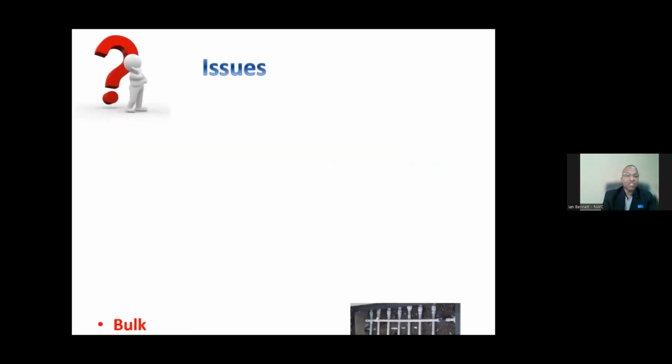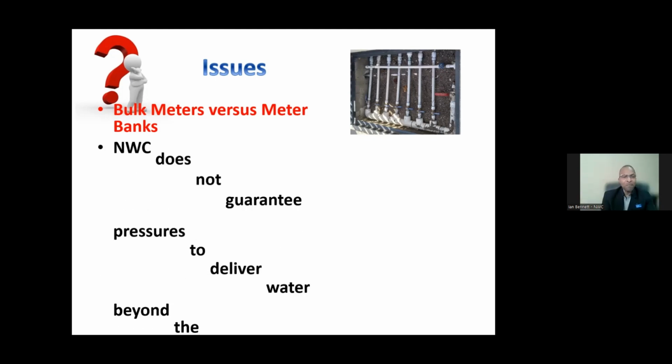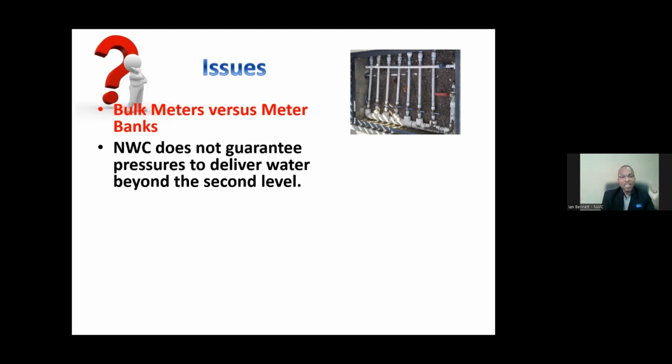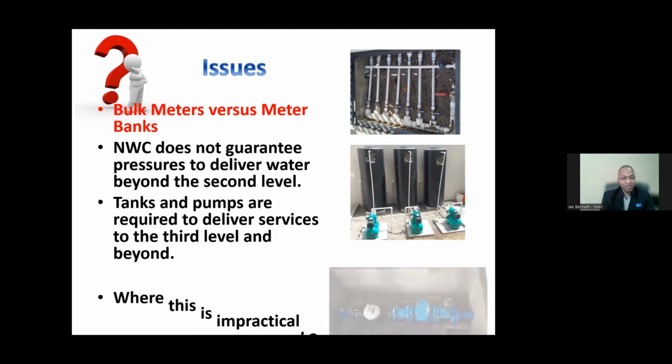What are some of the other issues that we are having that you have with us also? Bulk meter, 1 meter versus a meter bank. What's the implication of this? The NWC does not guarantee pressures to deliver water above the 2nd level. So if you have 1 level on the ground and a 2nd level above it, if you go to a 3rd level, then the NWC does not guarantee water to that level unless you install some secondary pumping equipment. Tanks and pumps are required to deliver services to the 3rd level and beyond.